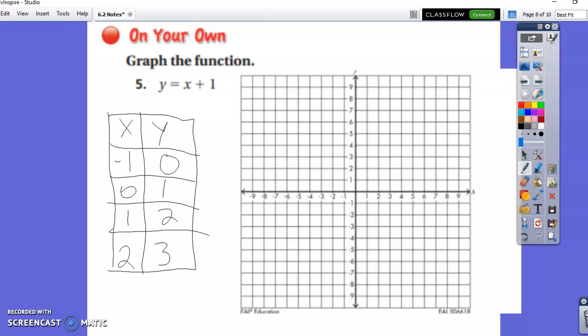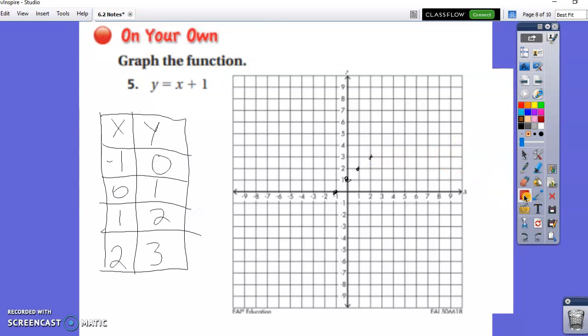And then I'm going to go ahead and plot these points. So negative 1, 0. I'm going to use my mouse on that. So there you go. And then we have 0, 1. And then we have 1, 2. And then we have 2, 3.